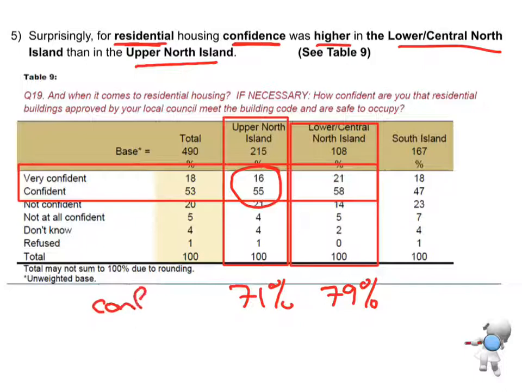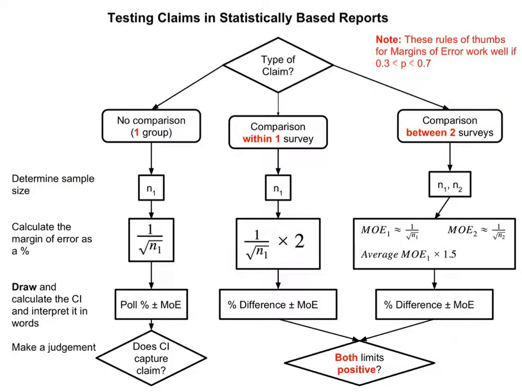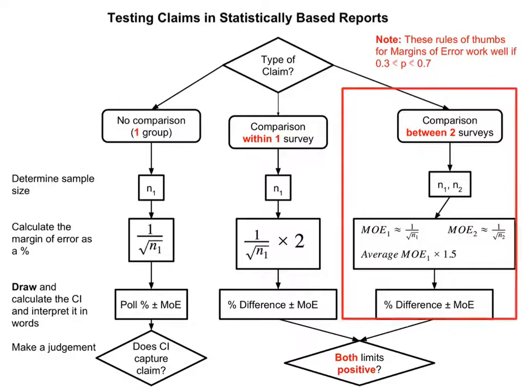So this is talking about the confidence level. In the upper North Island, 71% of people feel confident, and in the lower central North Island, 79% feel confident. We have a sample size of 215 in the upper North Island and a sample size of 108 in the lower central North Island. So we've got two different sample sizes there. That means I must be talking about the comparison between two surveys, because I have two different sample sizes, N1 and N2.